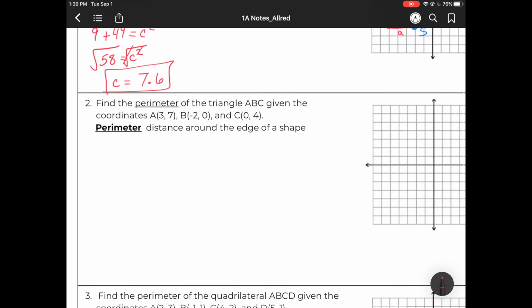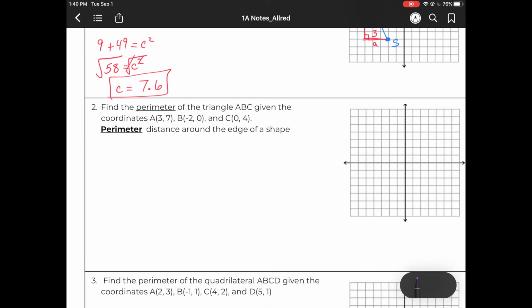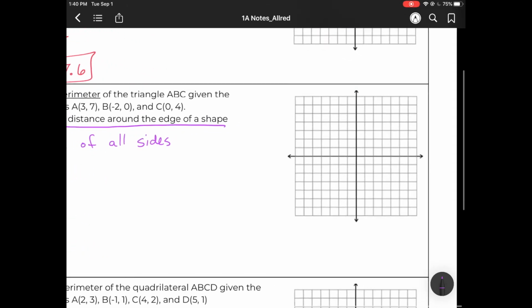Like on number 7, we're told to find the perimeter of our triangle ABC, given the coordinates 3, 7, negative 2, 0, and 0, 4. Well, I need to remind you, probably, that perimeter means the distance around the edge of a shape. But in the case of a triangle, it is also the sum, as in addition, of all sides. And so the 3 sides we're going to have here, you'll see after I graph the triangle, are going to be AB, BC, and AC. So let's plot those points and we'll see what it looks like.